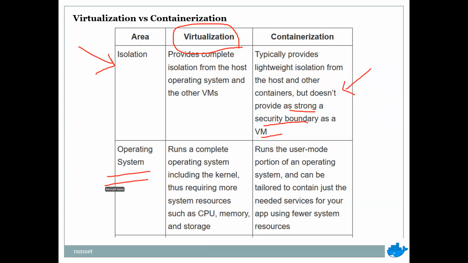Operating system level: a VM runs a complete operating system, including the kernel, and thus requires more system resources like CPU, memory, and storage. But here it is nothing. A container runs the user mode portion of the operating system and can be tailored to contain just the needed services for your app, using fewer system resources. This is a very good line actually. You can see that it is still utilizing the host OS, but only as and when required. Unnecessarily, it will not consume everything on its own. Next.